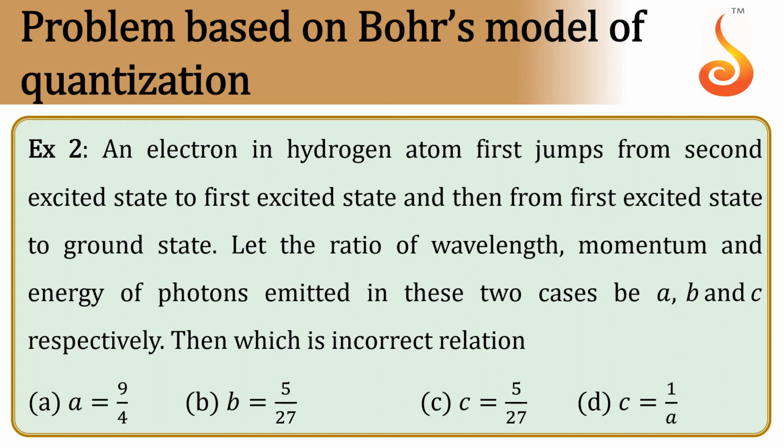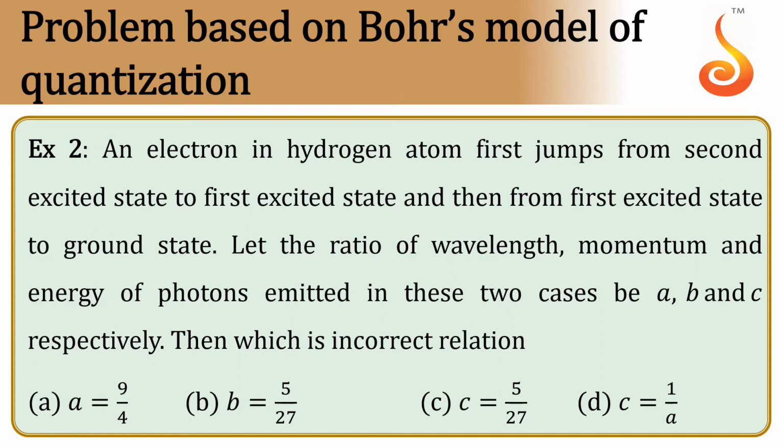Example 2. An electron in a hydrogen atom first jumps from the second excited state to the first excited state, and then from the first excited state to the ground state. Let the ratio of wavelength, momentum and energy of the photon emitted in these two cases be A, B and C respectively. Then which is the incorrect relation?